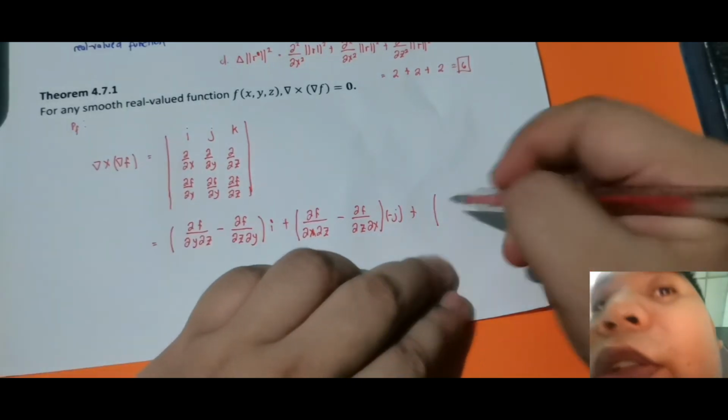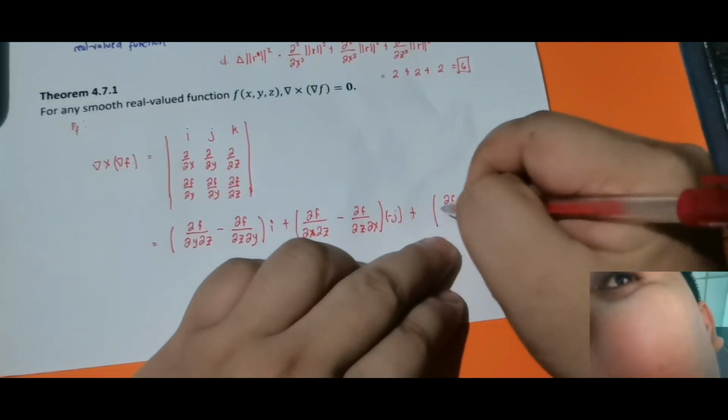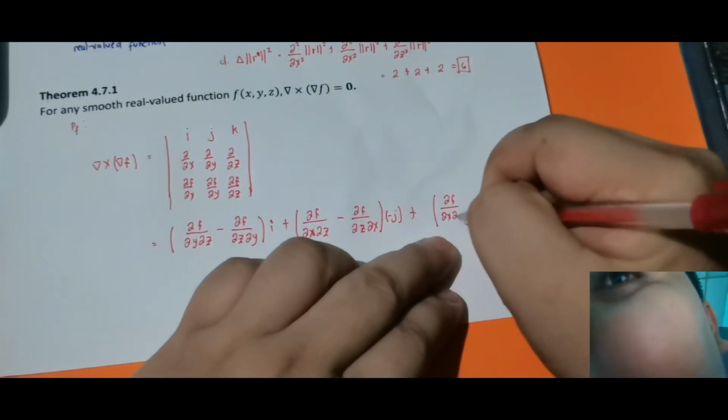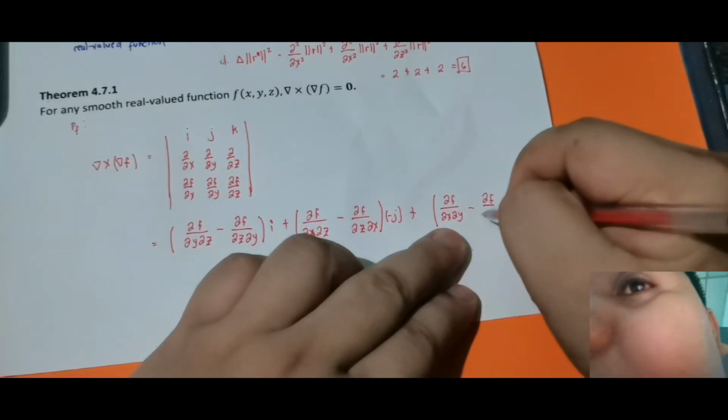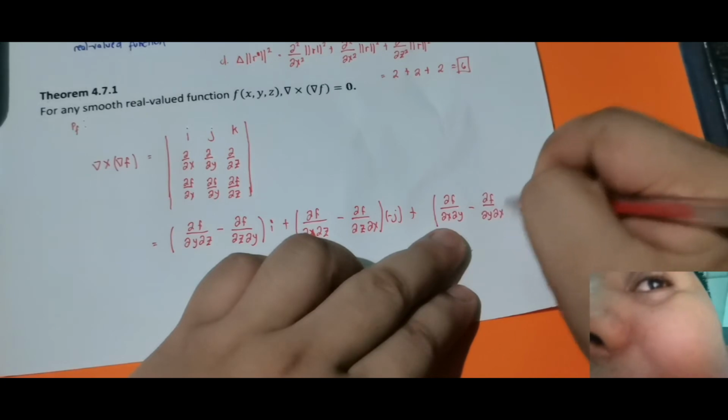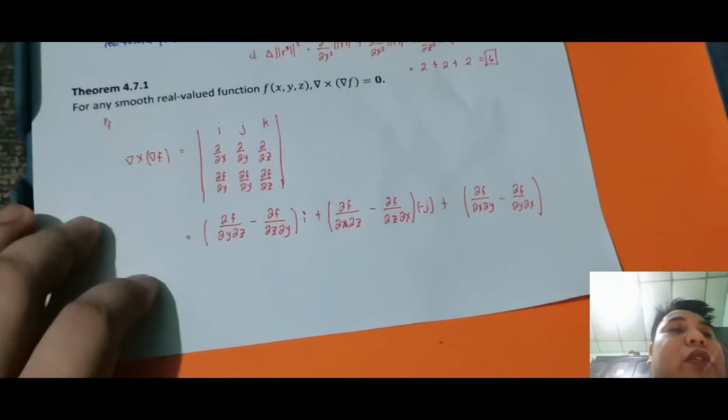Then this is just negative j, then plus, hirap mag-prove, this is partial derivative na to with respect sa x, then y. So partial derivative of f with respect sa x, then with respect sa y, then minus partial derivative of f with respect sa y, then with respect sa x. So note na hindi ko to nasabi sa inyo, no?